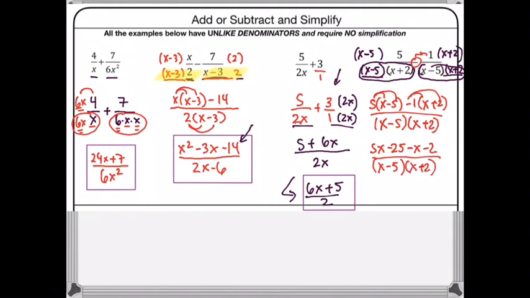Okay, collect some like terms. So we end up with 5x minus x, which is going to give me 4x, and 25 minus 2, which is negative 27, all over x minus 5 times x plus 2. Okay, and that is going to be the final simplification there.